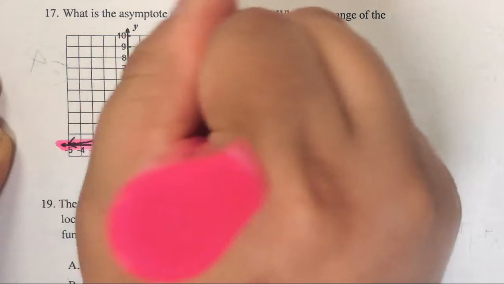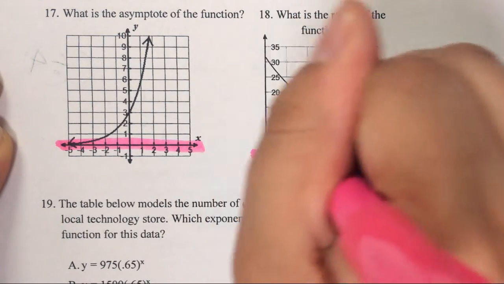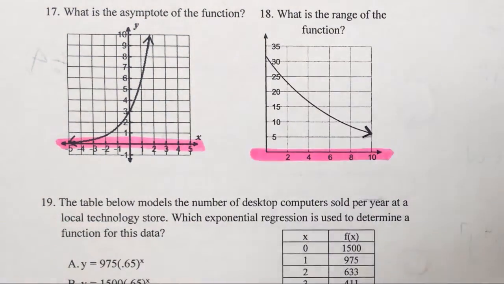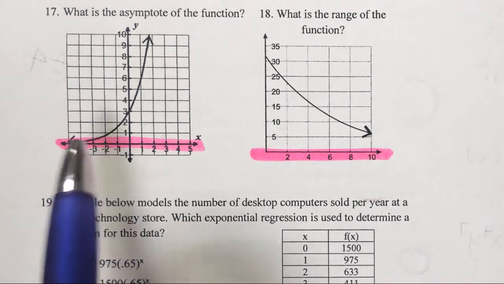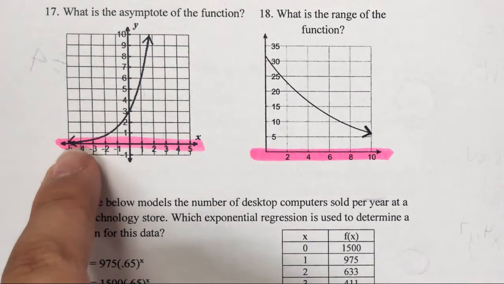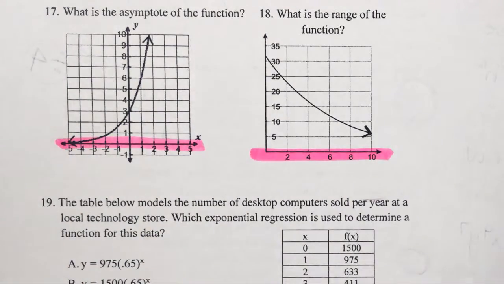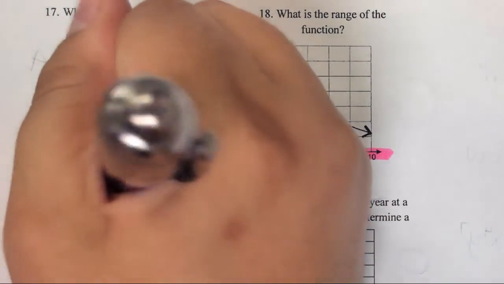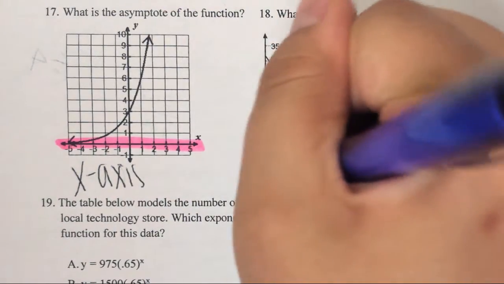The x-axis. Remember, it's like your annoying little brother or sister. Is it 5 on the first one? I'm not touching you. I'm not touching you. It's not where it crosses. It's never going to cross this x-axis. Remember, it gets super, super close, but it never touches it. So it's the x-axis. In my class, it's always going to be the x-axis.